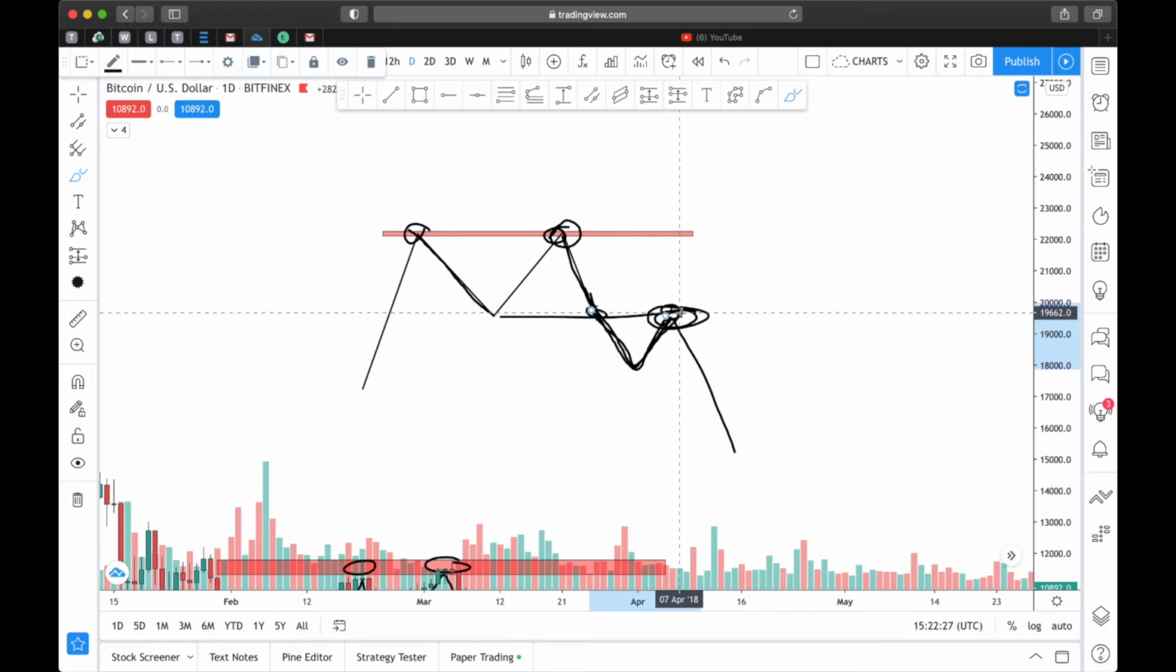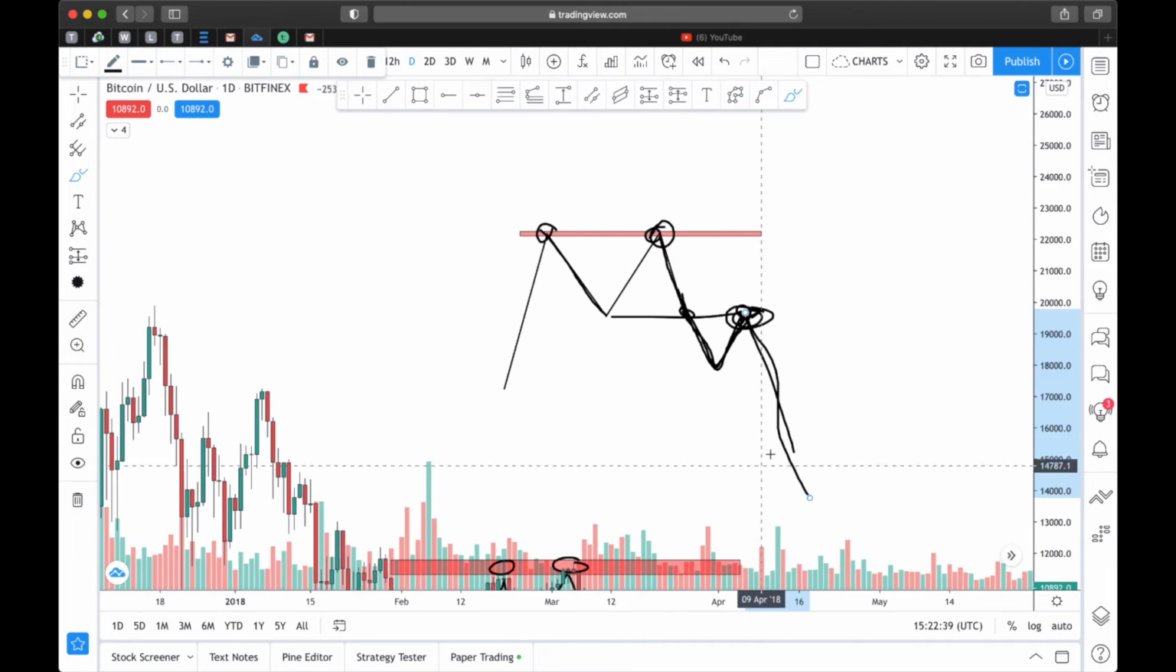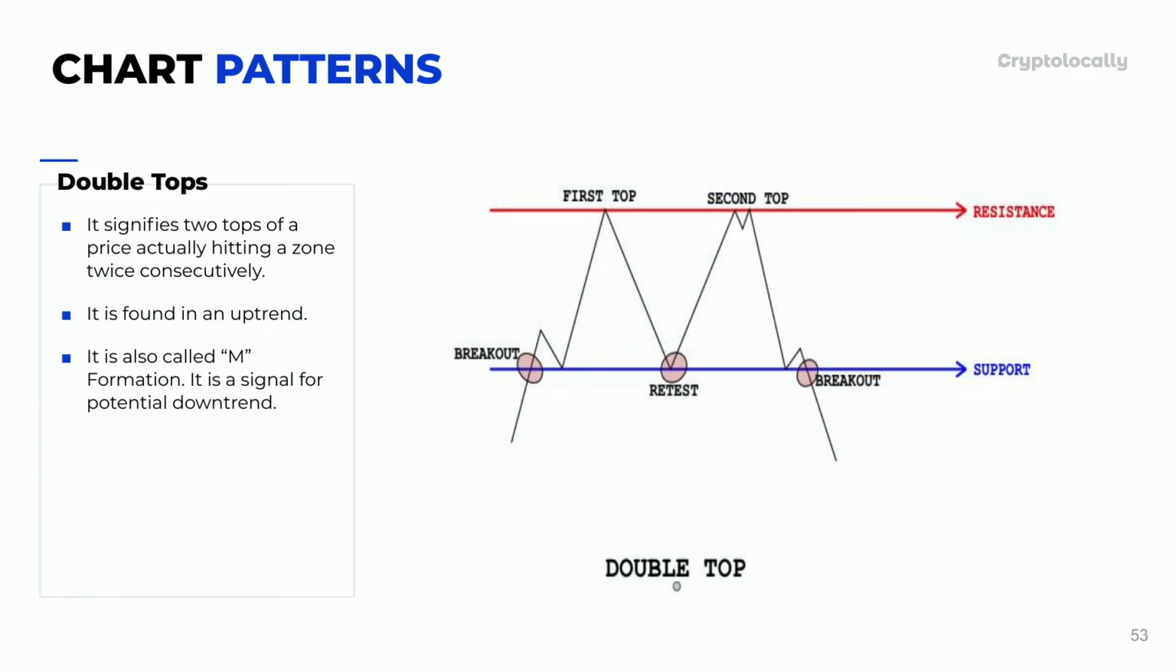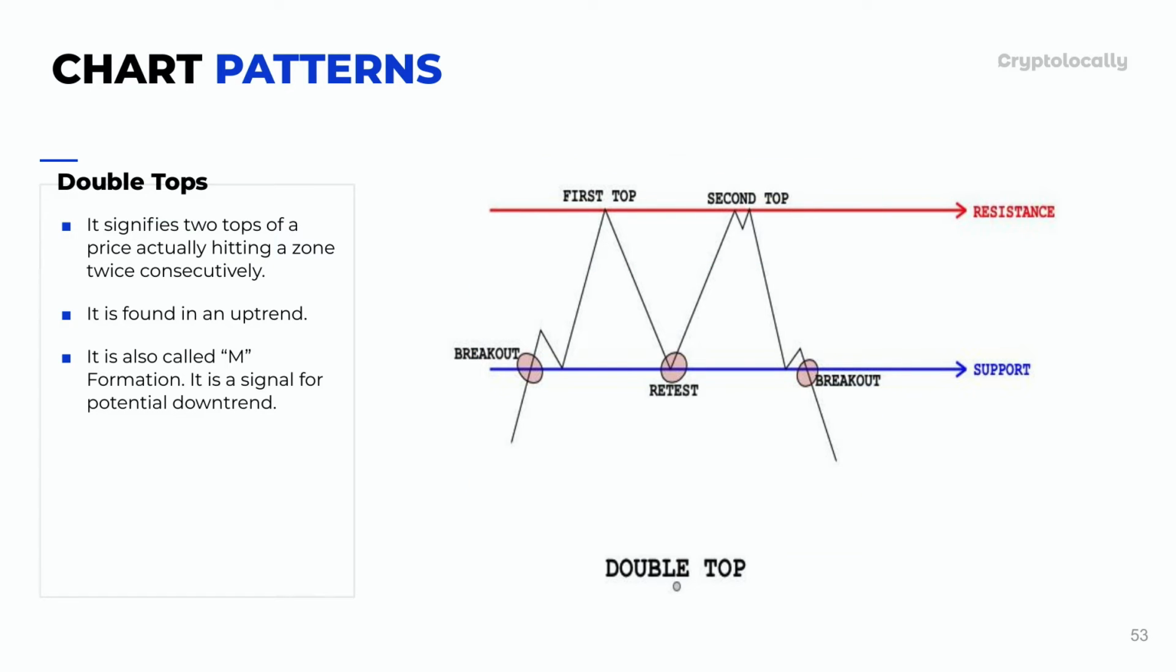After a retest, then you can take a short and then ride the trade down and make money through that rally. Do you understand? So that's what a double top looks like. Note that double tops is also called M formation. They look like M. You have the first top, the second top, and then this looks like an M shape. Do you understand? The top is the resistance and this region is the support.